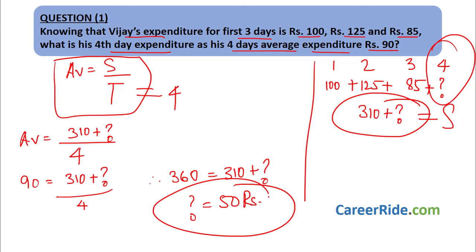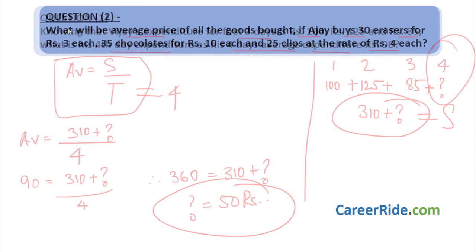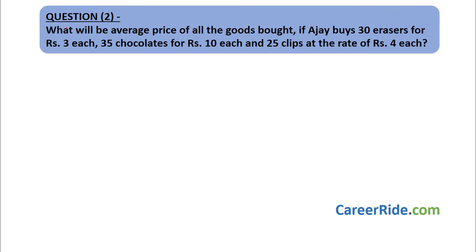Okay, moving on to the next question. Question number 2. What will be the average price of all the goods bought if Ajay buys 30 erasers for rupees 3 each, 35 chocolates for rupees 10 each, and 25 clips at the rate of rupees 4 each? Now over here again, this is very easy. Average is nothing but sum upon total.